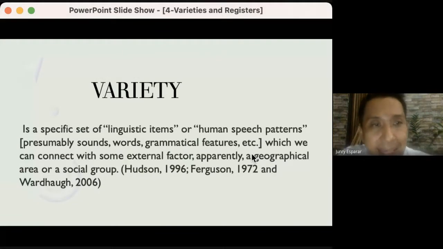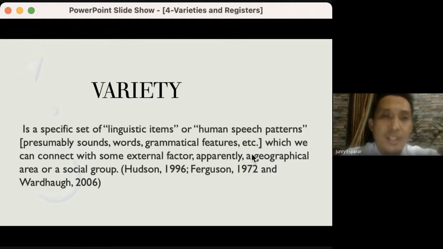When you talk about variety, it is a specific set of linguistic items or human speech patterns, presumably sounds, words, grammatical features, which we can connect with some external factor, apparently a geographical area or a social group. That's what we meant by a variety, okay? So as mentioned here, it's the linguistic items, human speech patterns. It could be sounds, it could be words, it could be grammatical features, which can connect with some external factor, apparently a geographical area or social group.